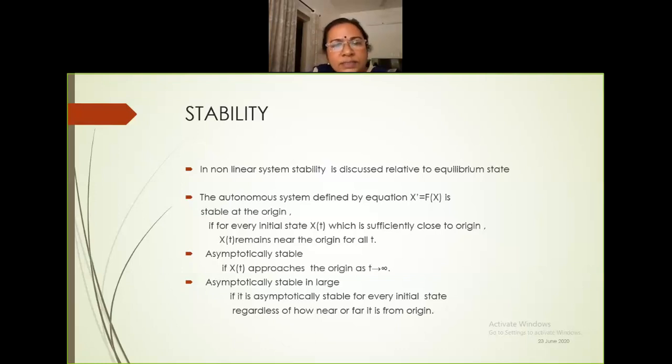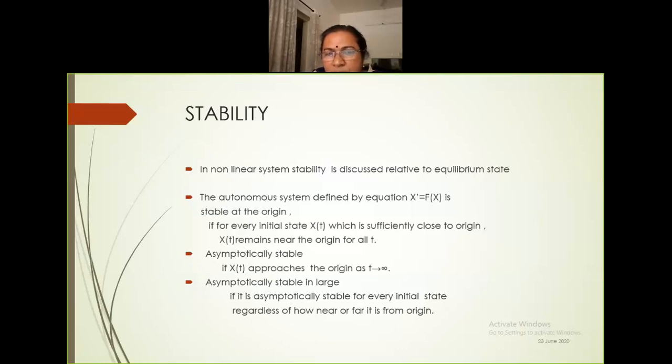So in a nonlinear system, stability is discussed related to equilibrium points. Then when can we say that it is asymptotically stable? If x of t approaches the origin as time t tends to infinity. Asymptotically stable means x of t approaches the origin as t equals infinity. Then asymptotically stable in the large.